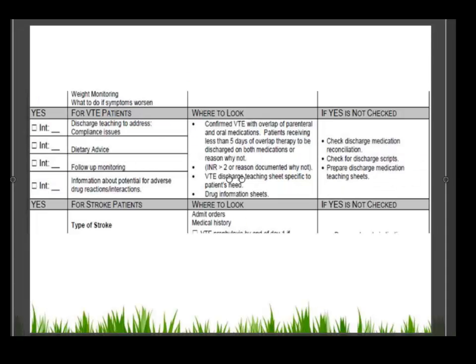The core measures checklist has also been updated. The second page now includes a place for patients who have had VTE, and it includes their discharge teaching to address compliance with the medication and follow-up and dietary advice and information about potential adverse drug interactions.